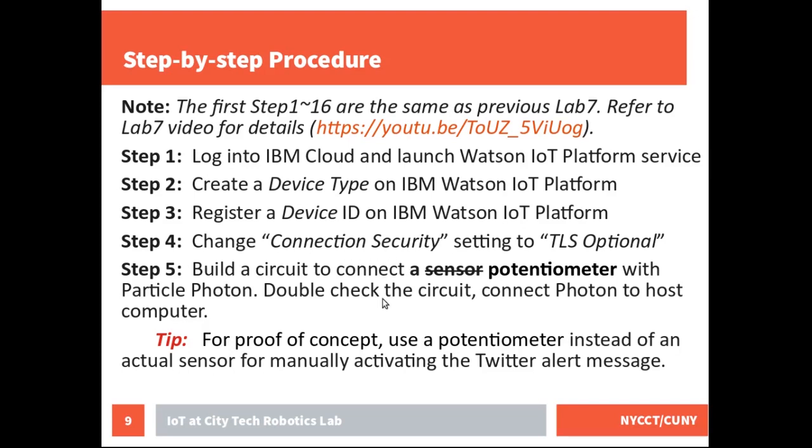Step 5. Build a circuit to connect a potentiometer with Particle Photon. Double check the circuit. Connect Photon to a host computer. For proof of concept, you can just use a potentiometer instead of an actual sensor to manually activate the Twitter alert message anytime you want.